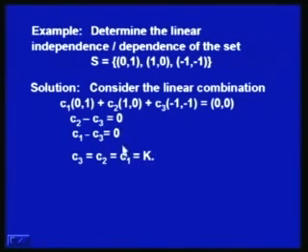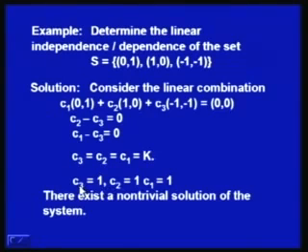So the solution of these two equations gives us C2 is equal to C3, from the first equation, C1 is equal to C3 from the second equation, and this can be assigned any arbitrary value k. So we'll have C3 equal to 1, C2 equal to 1, C1 equal to 1 when k is equal to 1, which is a solution of this equation. So a non-trivial solution is possible. So there exists a non-trivial solution of the given system, and hence we say the three vectors (0, 1), (1, 0), (-1, -1) in the set S are linearly dependent, or the set is a set of linearly dependent vectors.